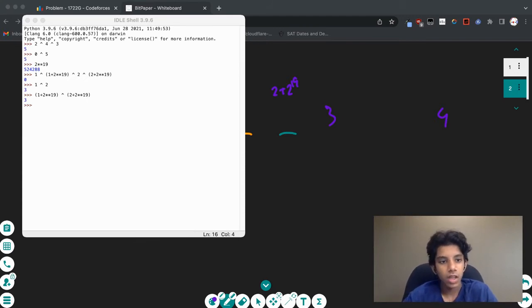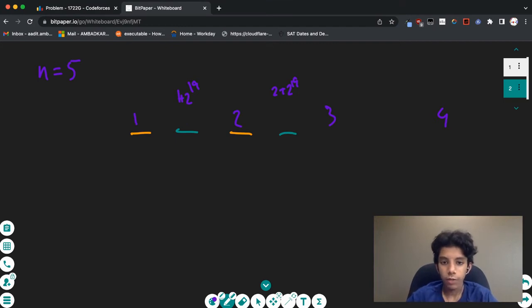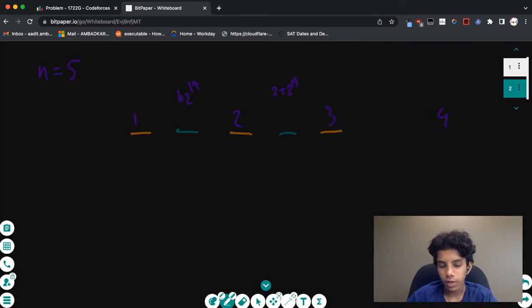They're both the same. You've got 1 XOR 2, and you've got 1 plus 2 to the power of 19 XOR 2 plus 2 to the power of 19. Okay, so let's go back here and continue and finish this off. So the 4 works, but suppose we add right here this 3 in and another one.